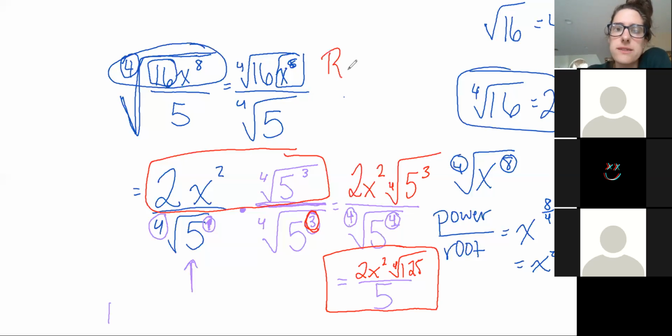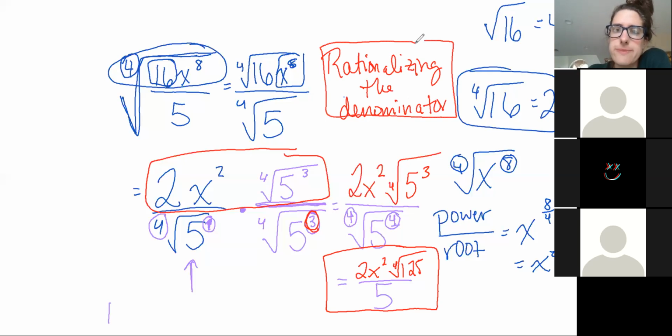This is called rationalizing the denominator. I think it's one of the hardest things in Algebra 2. Depending on who your geometry teacher was, it is also in geometry if you're dealing with special right triangles and stuff. So maybe some of you have this somewhere in the back of your brain. But that's what it's called.